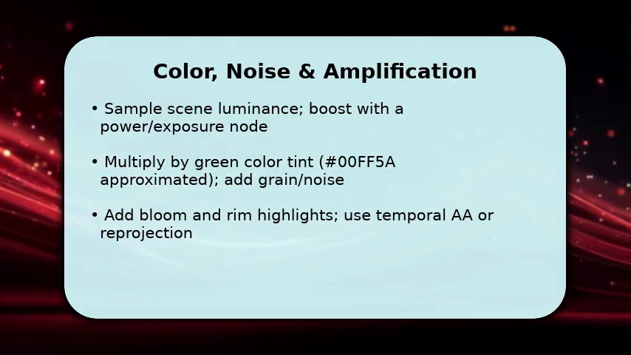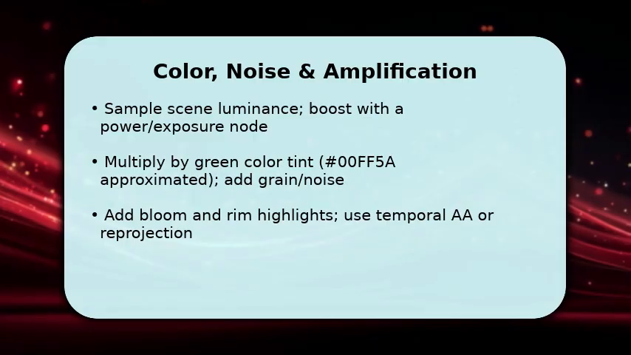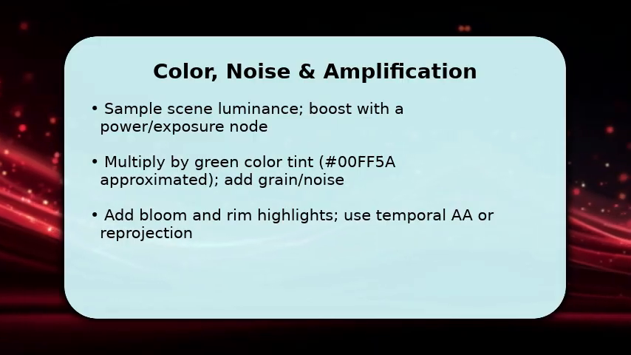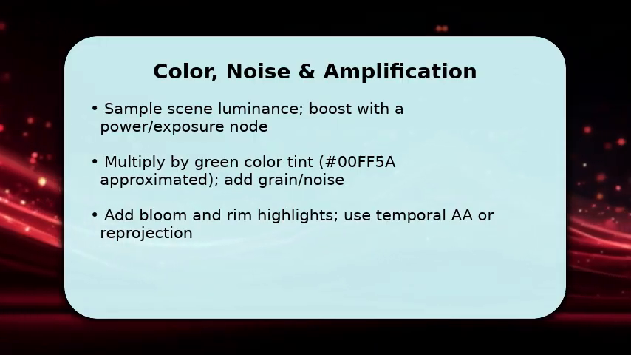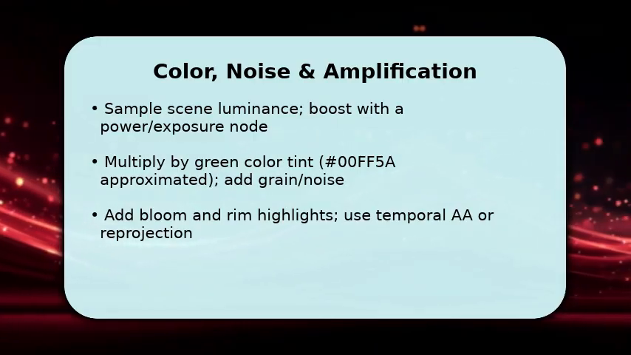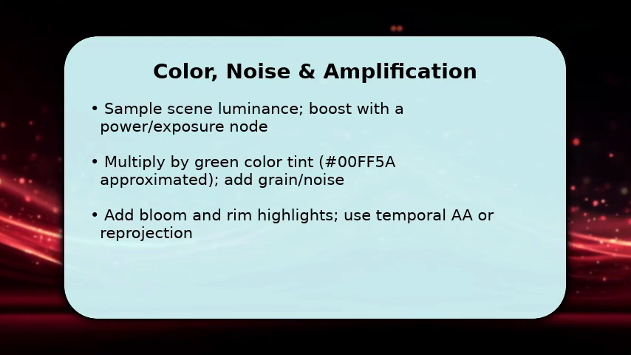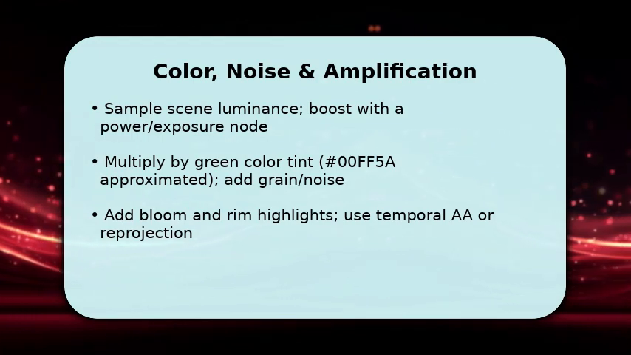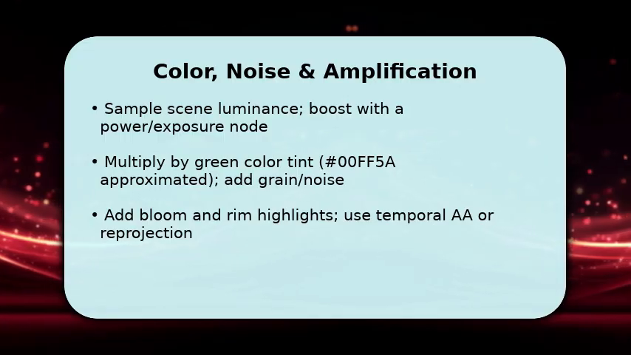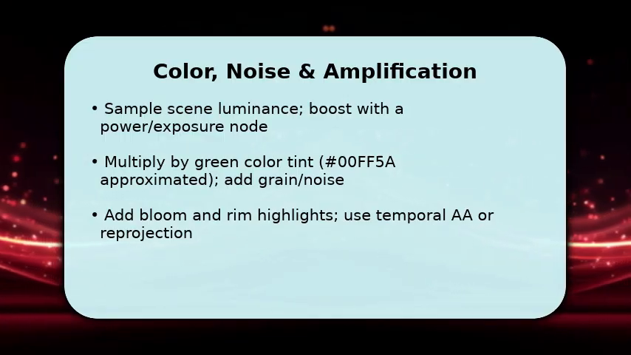Add procedural noise and high-frequency grain animated per frame to emulate electronic shimmering. Then apply bloom and rim highlights on high-intensity areas so bright spots bloom realistically. Make sure to use temporal reprojection, or TAA, to stabilize the grain between frames.